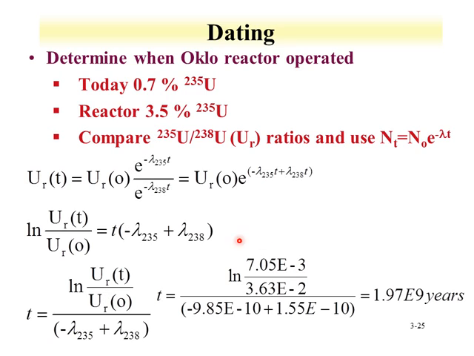We input these values, and remember this isn't a percentage. This would be 0.7 divided by 99.3, and this would be 3.5 for the percentage of the uranium-235 divided by 96.5. If we do that, we get an answer of about 2 billion years, which is roughly the order of the time for the Oklo reactors.